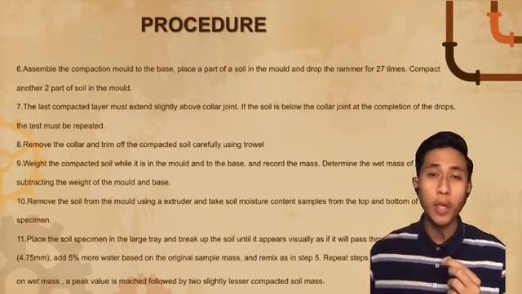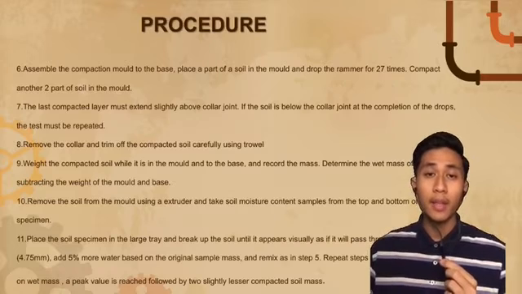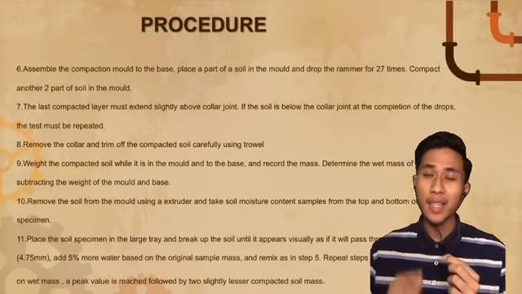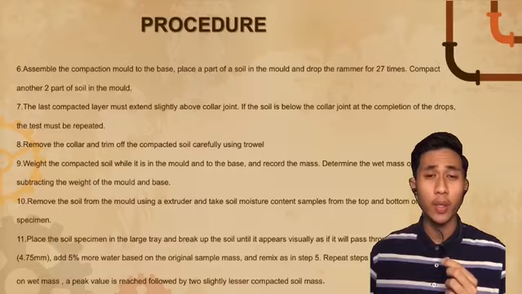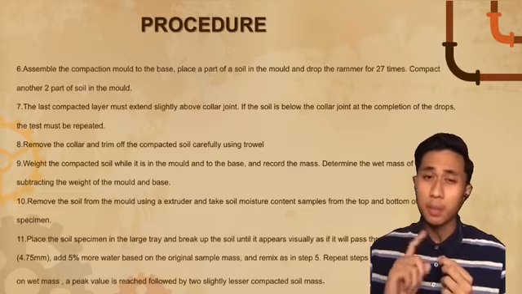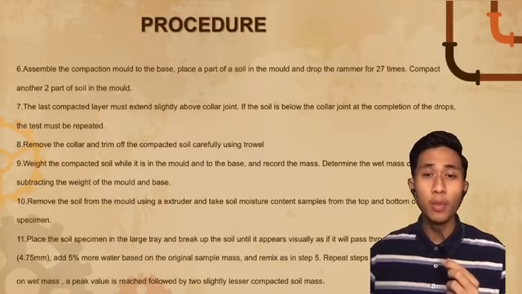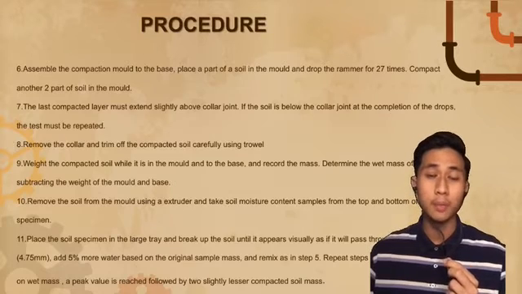Compact another 2 parts of soil in the mold. Then, the last compacted layer must extend slightly above the collar joint. If the soil is below the collar joint at the completion of the drops, the test must be repeated. Remove the collar and trim off the compacted soil carefully using a trowel. Weigh the compacted soil while it is in the mold and the base, and record the mass.